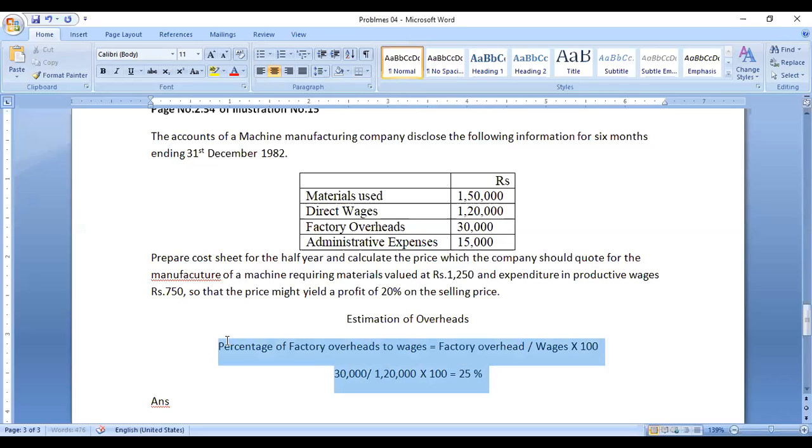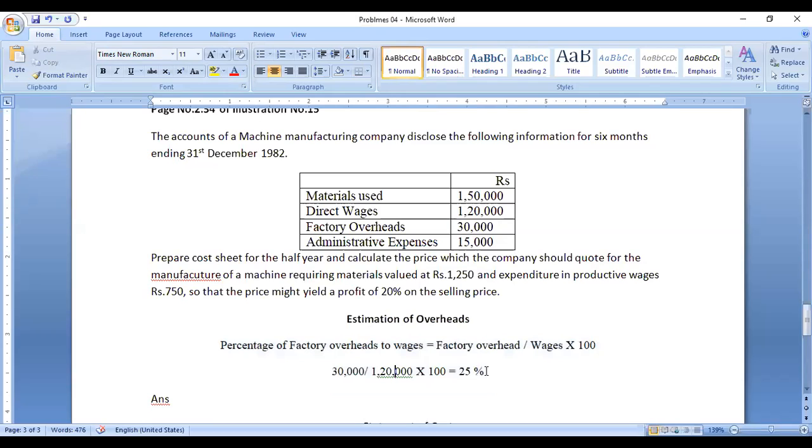Now it is calculated. This is a percentage we calculated from the estimates. This is called the estimation of overheads. In the previous questions, this 25 percentage is given in the question, but in this question, this percentage is not given. This percentage you have to calculate. Okay, I explained how to calculate the overhead estimation.